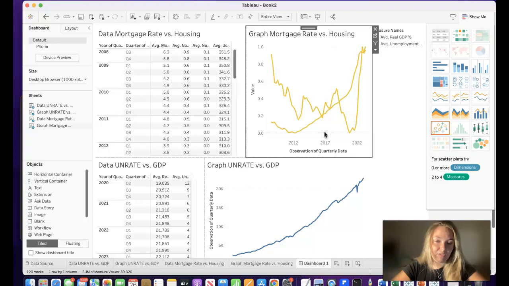And then the unemployment rate, I believe that if the mortgage rates continue to rise, then the unemployment rate would fall because more people are needing to get jobs to be able to obtain a mortgage.